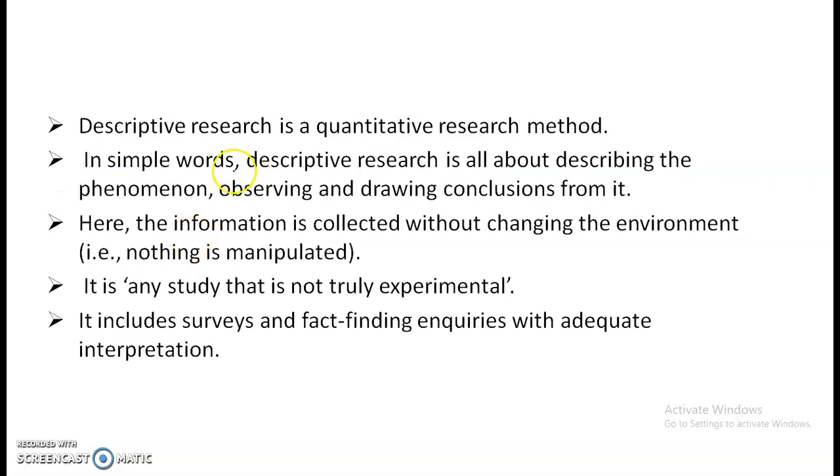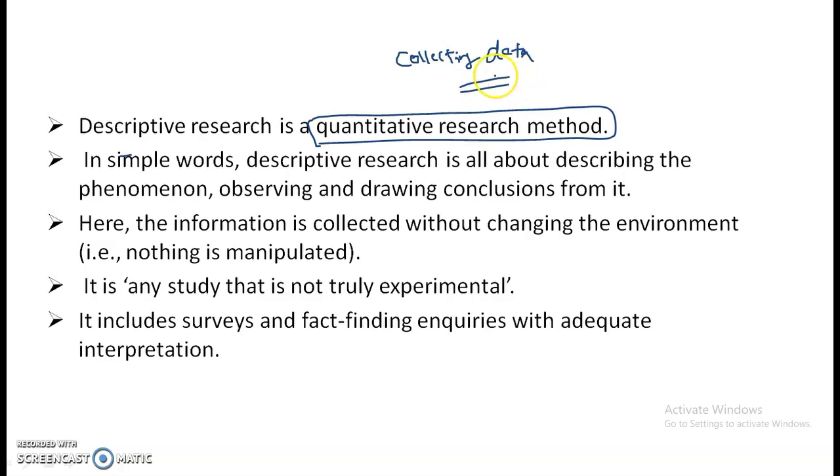Right? Next. Descriptive research comes under the quantitative type of research method, guys. Quantitative research is nothing but collecting the data, manipulating the data, and after manipulating, coming to the conclusion. In simple words, descriptive research is all about describing the phenomena or observing and then coming to conclusions. Here the information is collected without changing the environment. That means nothing is manipulated here. So without changing any surrounding things or the environment, we have to collect the data.